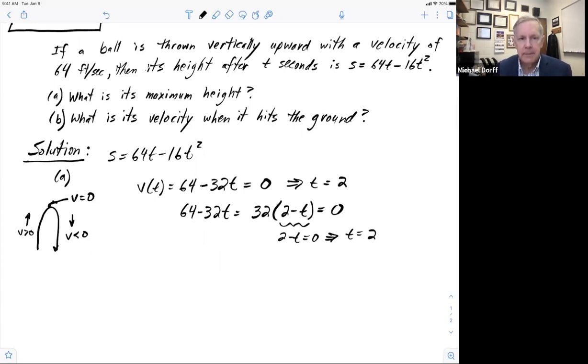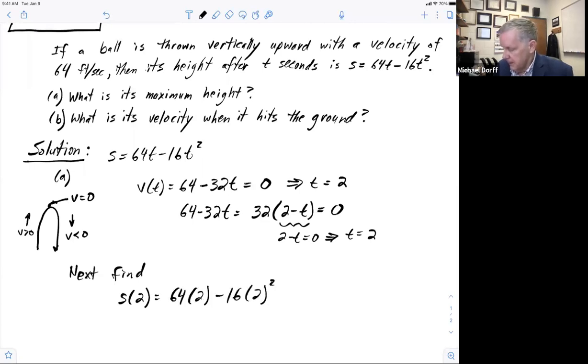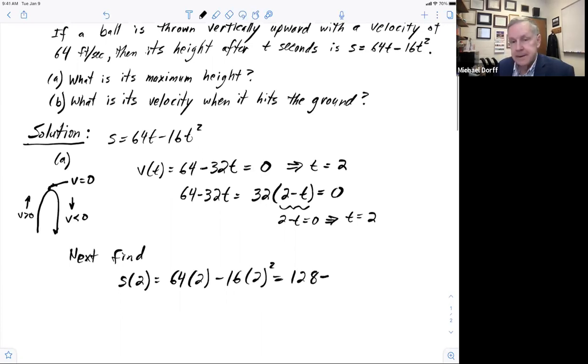But what's the maximum height? Well, the height would be putting 2 into the original equation for s, because that s represents its height. So next, find s of 2. So I put that in there. And when I get that, I get 128 minus 16 times 4, which is 64. So that's going to be 64 feet. Let's see, did I do that right? Yes, 64 feet there. Okay, so that's the maximum height.